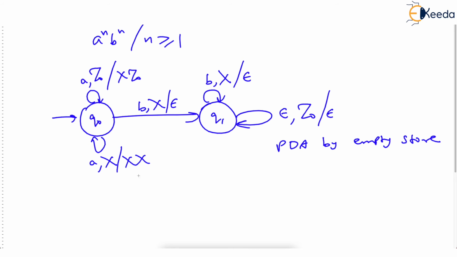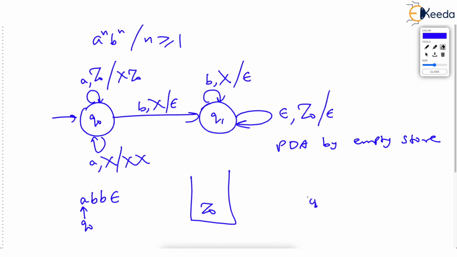Okay, let's see how this works. Suppose we have a double b. Just check, this is invalid. So the PDA must reject this. So what's the stack initially? Z0. We are in Q0 state. Give me some time, wait a minute. I'll just erase a few things and make some room on the board.